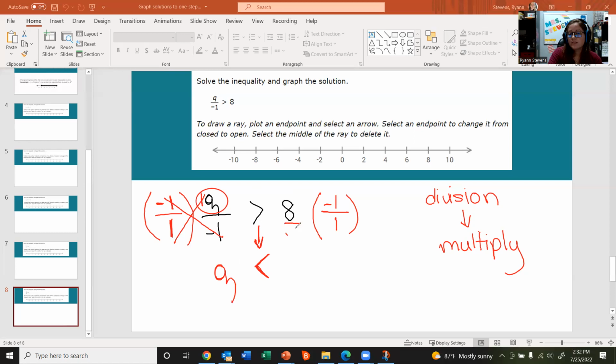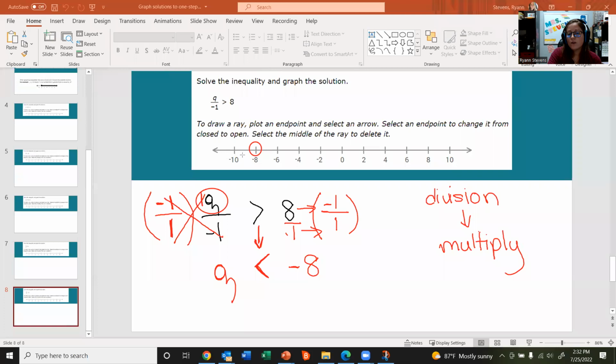And then we could always write this as 8/1. So we're going to multiply straight across. 8 times -1 is -8. And you could write it over 1, or we could just leave it like this. Now we're going to graph this and we can see we have q is less than -8. And so we're going to have an open circle at -8.